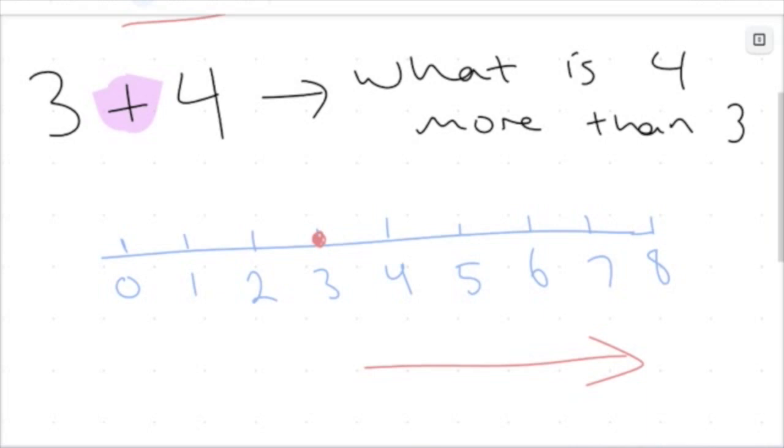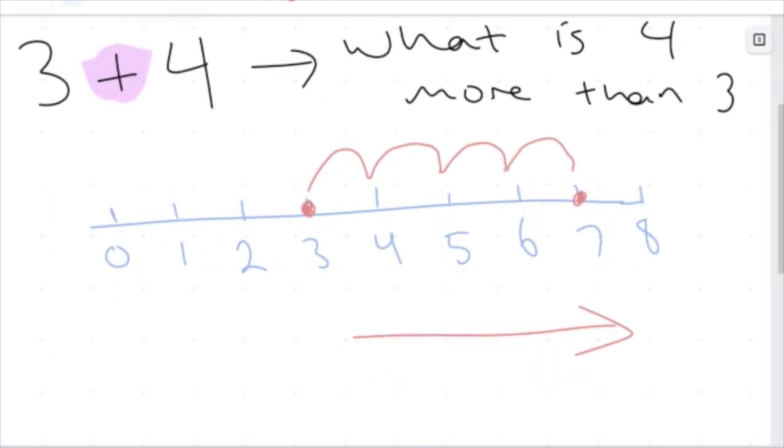So it's going to get bigger by 1, 2, 3, and 4. So what number do I end up on? Well, I get to 7 here. So when I find 4 more than 3, that gives me 7 when I add these two numbers together.